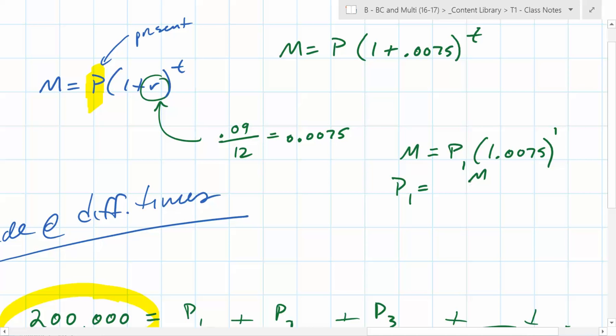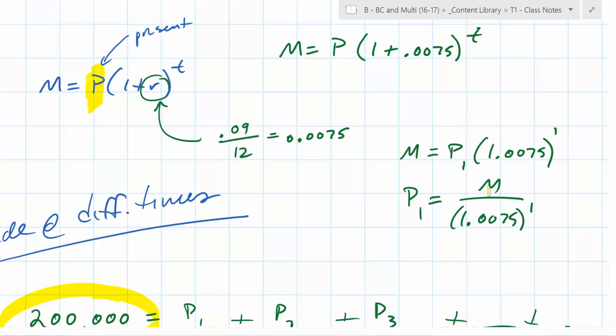Simplify that algebraic expression for me right there. M equals P1 times 1.0075 to the first. So what does P1 equal? M divided by 1.0075 to the first. So that right there is the present value of the first payment. Do you agree with that? That's how much the first payment is worth right now. Does that make sense, everybody? It should kind of make sense because look, if you want to have $10 in your bank account at the end of the month, do you put in more or less than $10 at the beginning of the month?